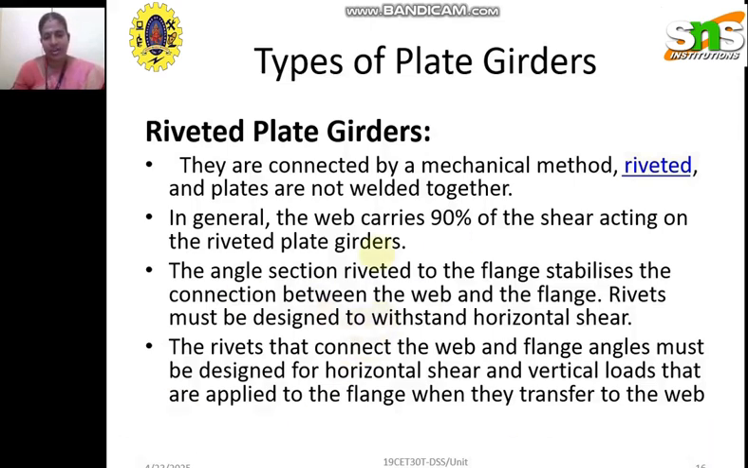Taking the types of plate girder, the connections may be riveted, bolted or welded. Here, in the riveted plate girder, in general the web carries 90% of the shear acting on the riveted plates. The angle section riveted to the flange stabilizes the connection between the web and the flange. So the rivet must be designed to withstand the horizontal shear.